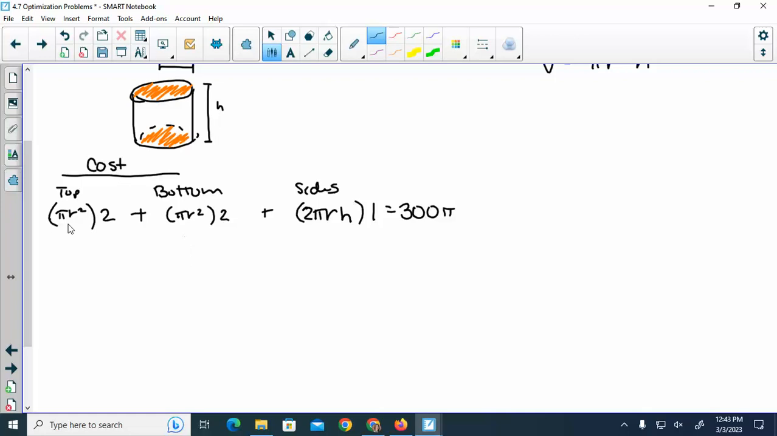All right. So we have 2 pi r squared plus 2 pi r squared. So 4 pi r squared plus 2 pi r h equals 300 pi. Would it be easier to solve for r or for h? H, there's only one of those.